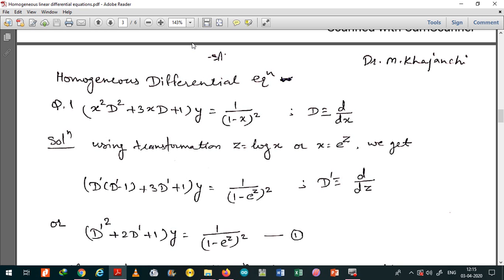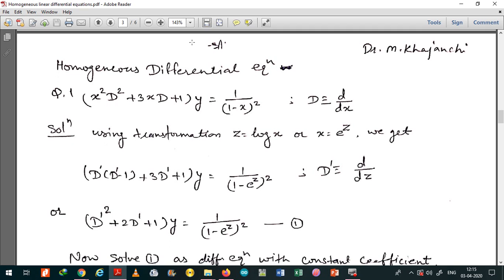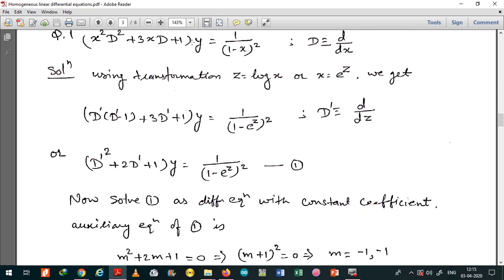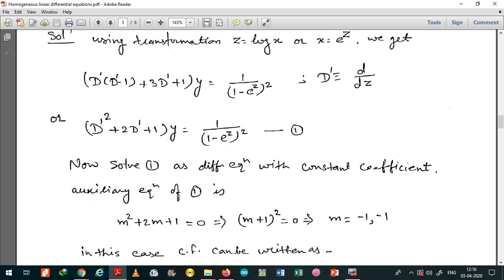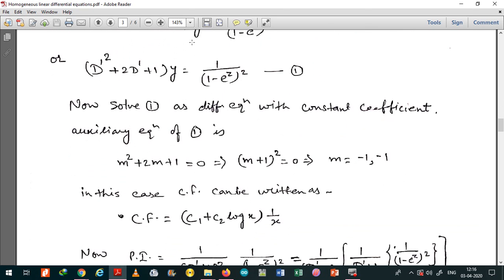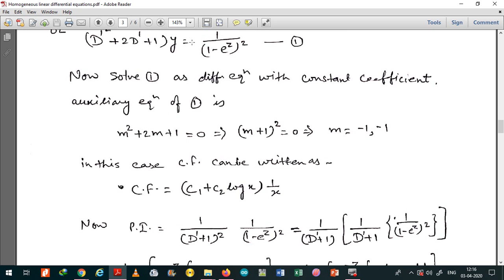Here d dash is what? d by dz. When we simplify this, we get (d dash square plus 2d dash plus 1) y is equal to 1 upon (1 minus exponential z) raised to power 2. Now, here equation 1 is just like a differential equation with constant coefficients. Its auxiliary equation is m square plus 2m plus 1 is equal to 0 and its roots are m is equal to minus 1, minus 1. Here roots are real and repeated. So, CF is given by (C1 plus C2 log x) into 1 upon x.